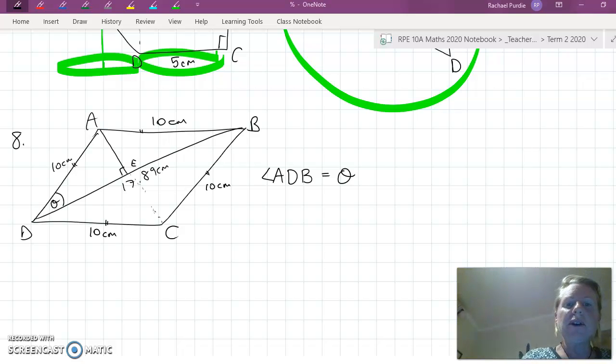So, we're trying to find theta. We'll see how we've cut this. We've got this little line that cuts right through there for the line AC.